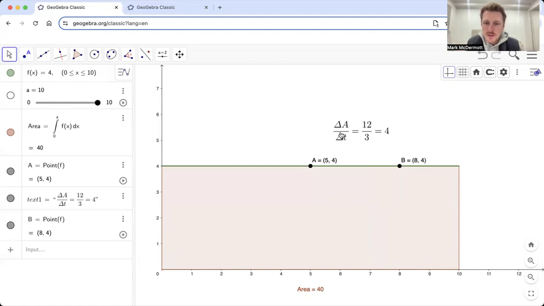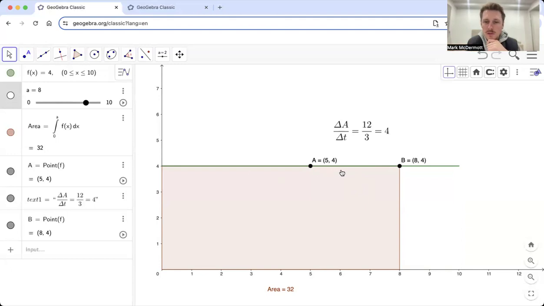Okay, let's just point something out. If we think about what the gradient of a function is, most basically it's just a rate, right? So we're saying the change in area over the change in time. So let's bring our slider back to 5. We can see here that after 5 seconds have passed, the area is 20. And then after 8 seconds have passed, the area is 32. So the change in area, or delta A, is 12 divided by the change in time, which is 3, which is equal to 4. Now that's interesting because the rate of change of area is always constant.